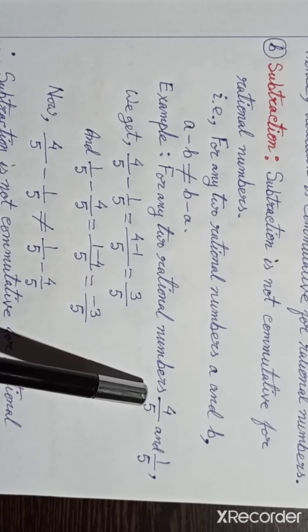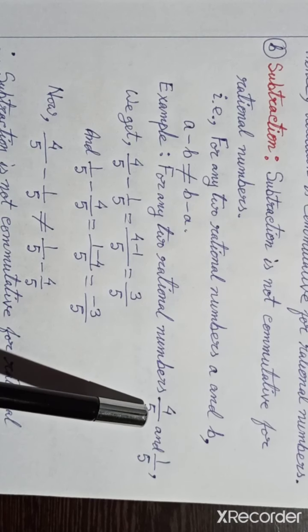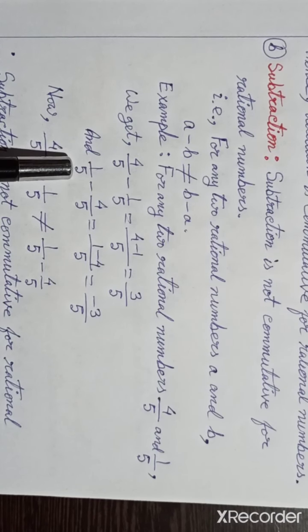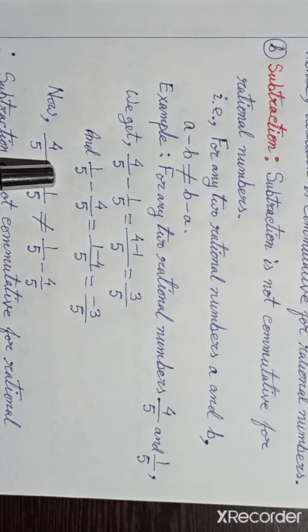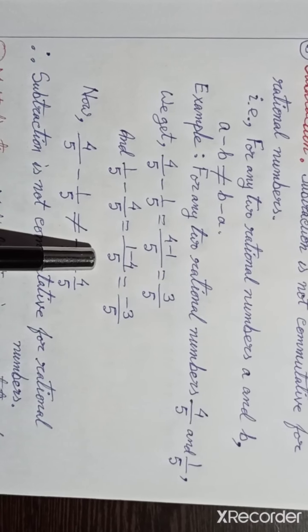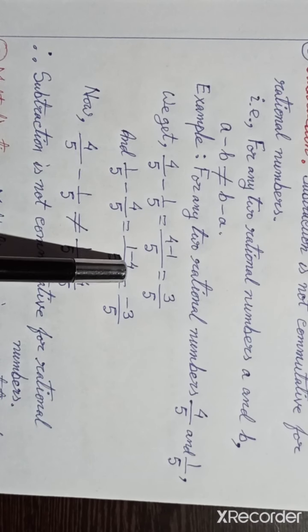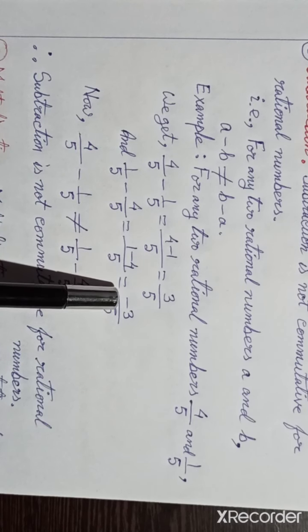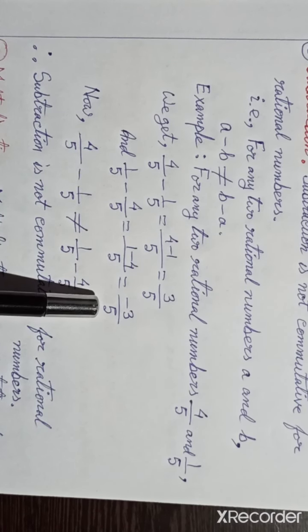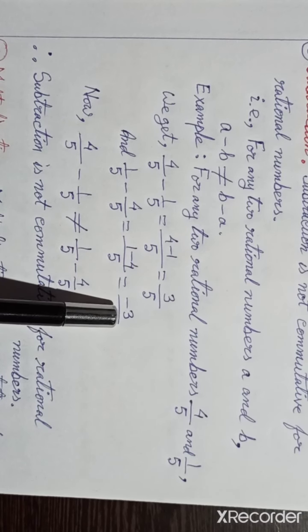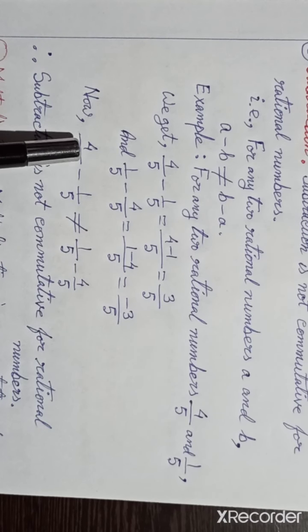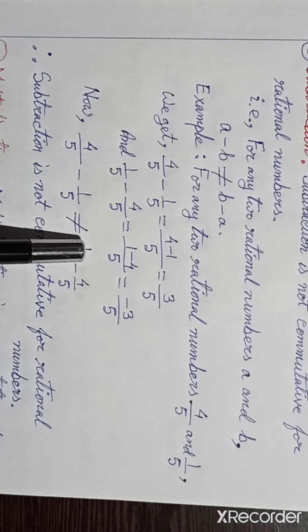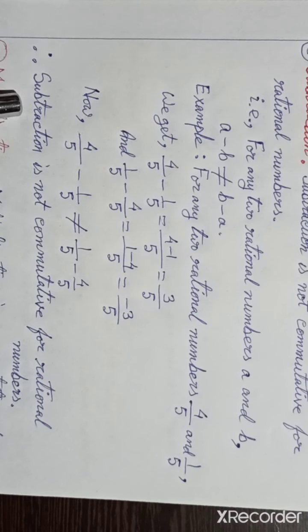Now 4 by 5 and 1 by 5 have changed their order. That means 1 by 5 comes first, then 4 by 5 is second. If we want to subtract these two, taking the LCM of 5 and 5, that is 5. Then 1 minus 4 is coming. If we subtract 1 minus 4, then the answer is minus 3 by 5. Here we see that this is 3 by 5 and this is minus 3 by 5. So both the answers are not equal. So 4 by 5 minus 1 by 5 is not equal to 1 by 5 minus 4 by 5. Therefore, subtraction is not commutative for rational numbers.